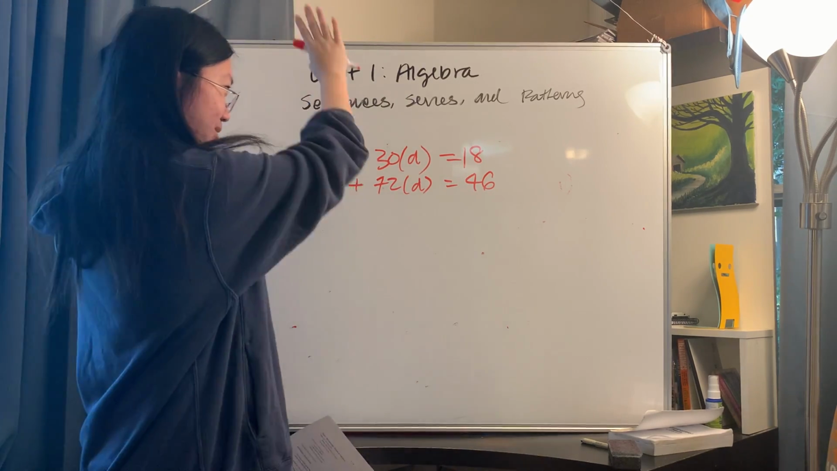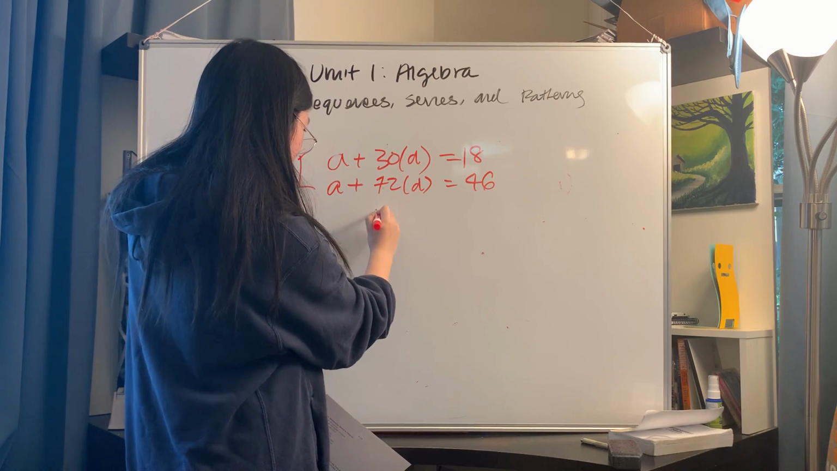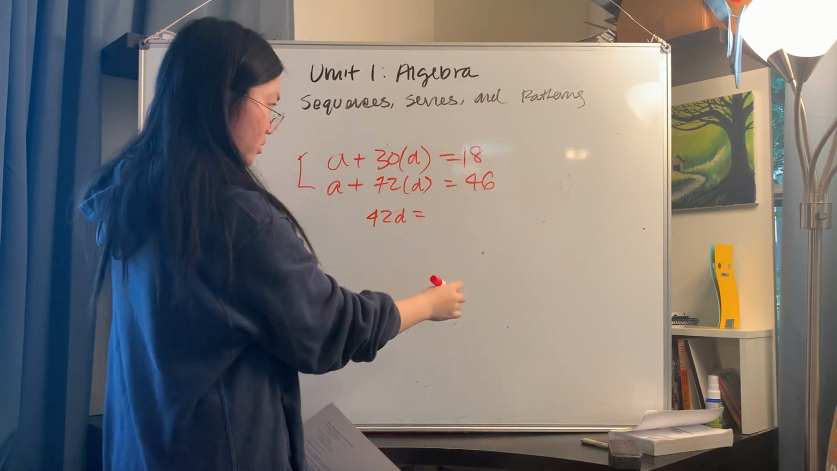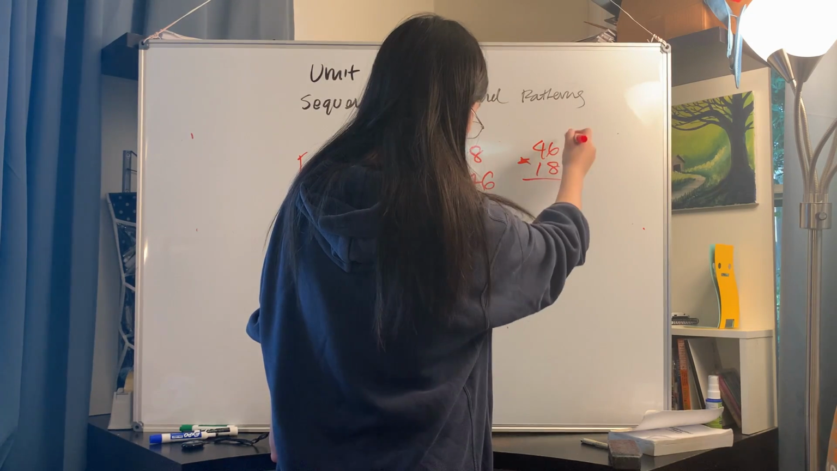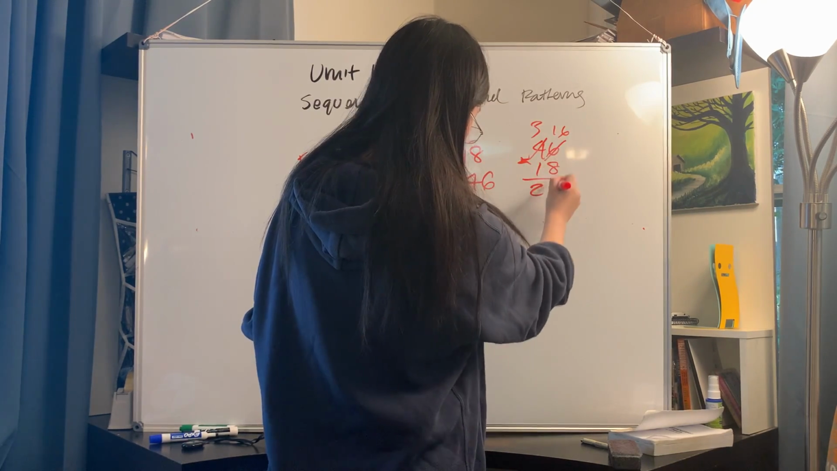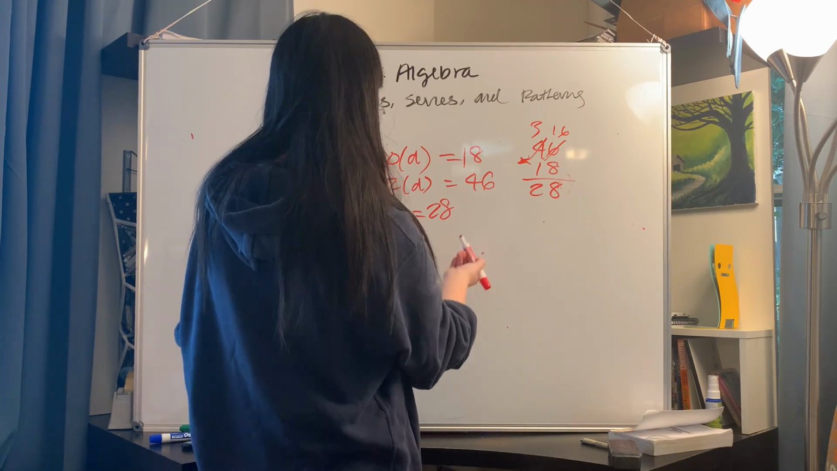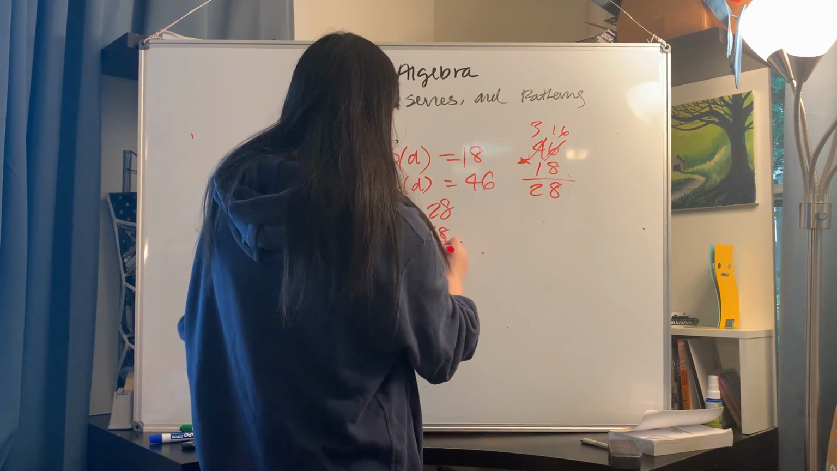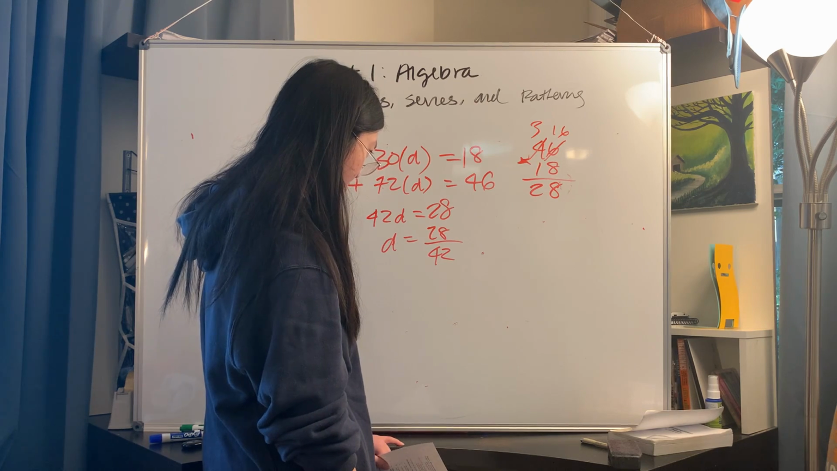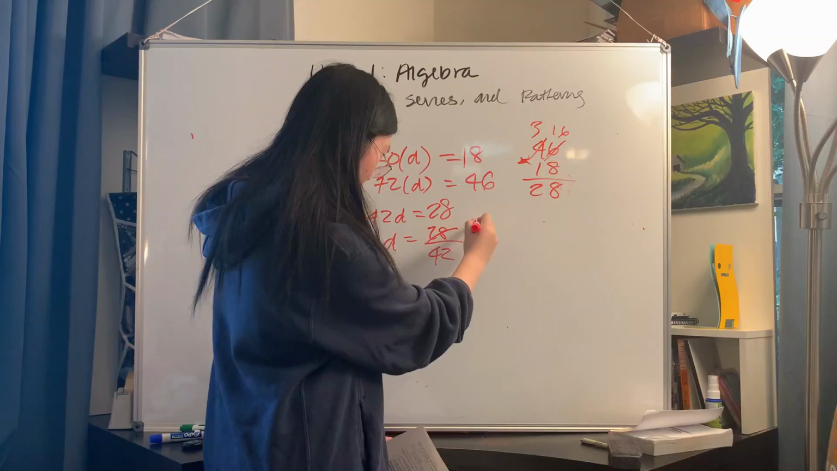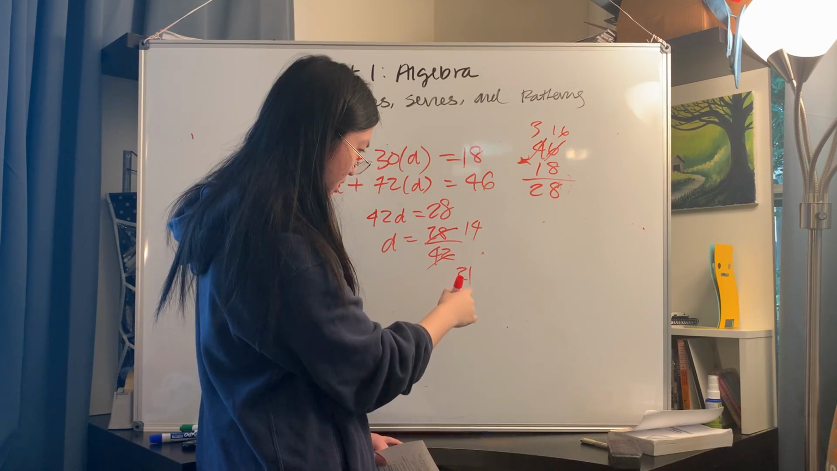If we subtract upwards, we get 42d is equal to 46 minus 18, which is 28, or d is equal to 28 divided by 42. And we can probably simplify this. Let's start by dividing by 2. 14 over 21, then 2 over 3. I think it's the farthest we can go.